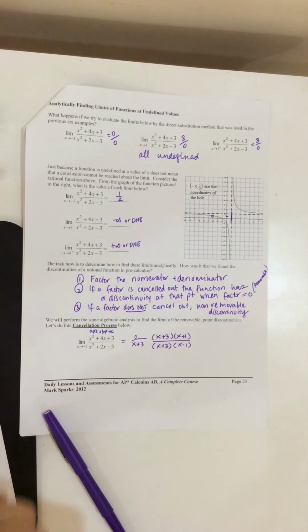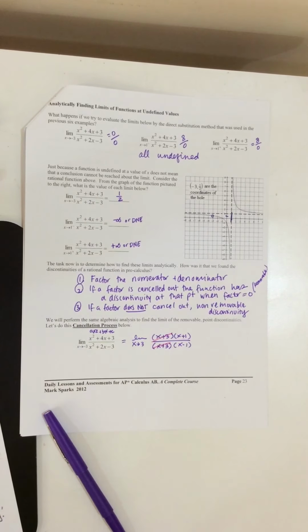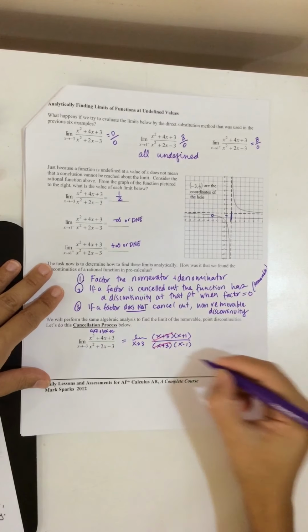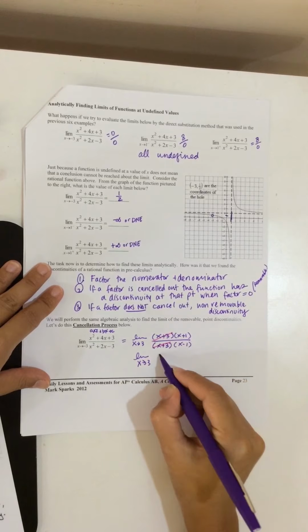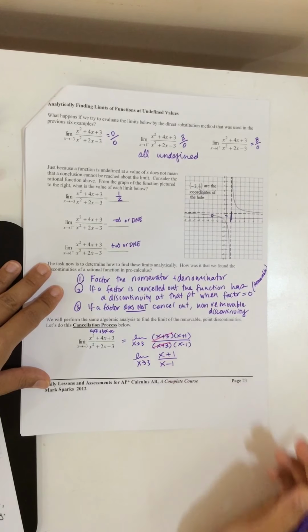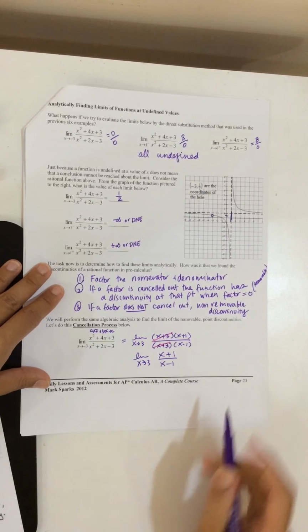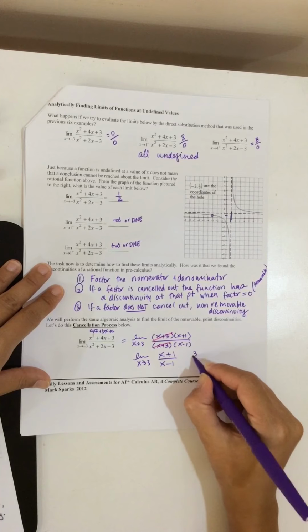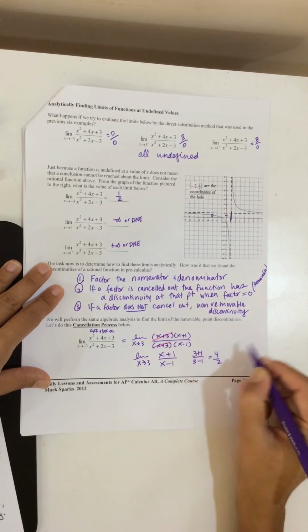So now I can see, right, that I have a removable discontinuity. I can cancel these out. So I can remove that discontinuity at 3. So now I can find, this is going to be equivalent to whatever the limit of x plus 1 over x minus 1 is. And in that case, I can go ahead and plug in 3 because it works out. So let's plug in 3. If I do 3 plus 1 over 3 minus 1, I end up with 4 over 2.